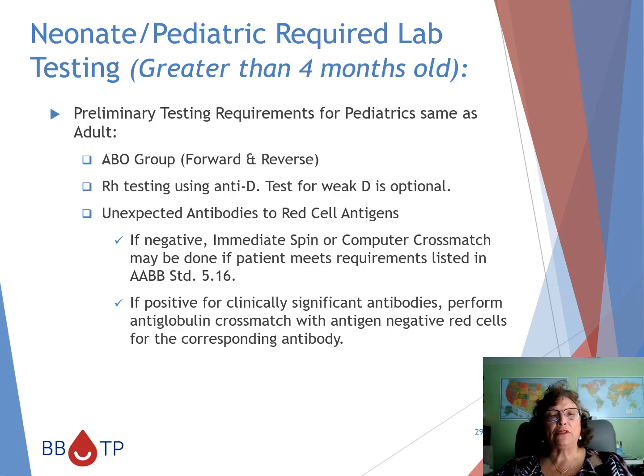If the antibody screen is negative, then immediate spin or computer cross-match may be done, and then provide cross-match compatible red cells. If positive, then for a clinically significant antibody, then we need to perform an antiglobulin cross-match with antigen-negative red cells to the corresponding antibody, and then of course set up those units that are found to be compatible.